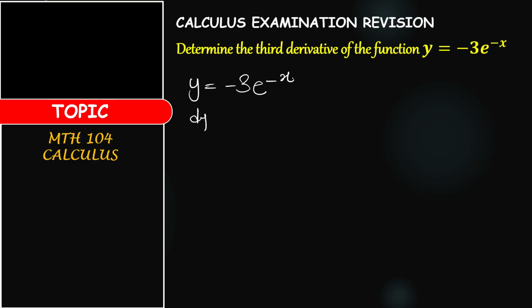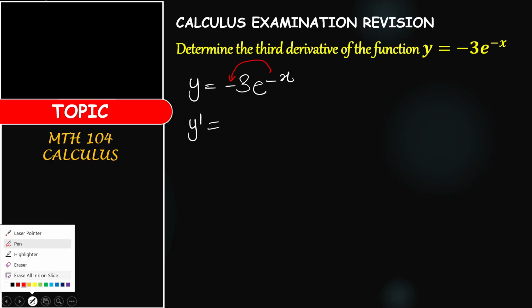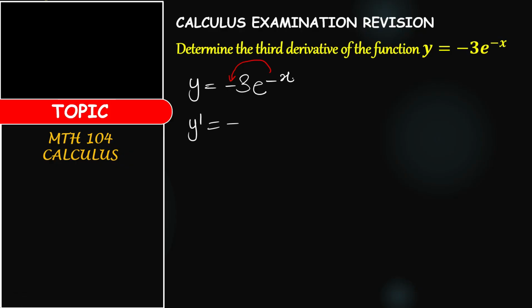To determine the third derivative, first derivative, I'm going to use y prime to indicate the first derivative. Now all you need to do for this question is, when you differentiate minus x, it's going to give us minus 1. So use it to multiply the power you have here. You continuously use minus 1 to multiply what you have here. So for the first derivative, minus 1 times minus 3e^(-x), minus times minus will be positive e^(-x).